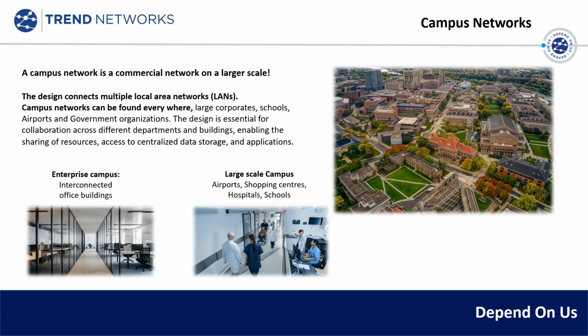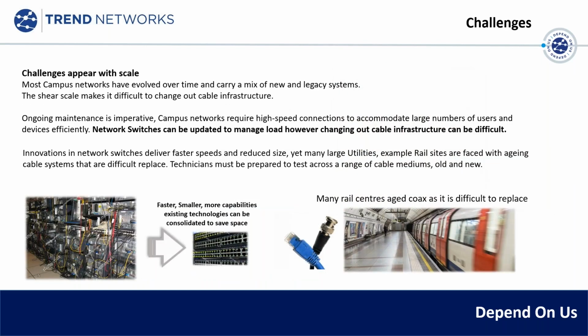So just on screen, I've got a picture of a campus, a picture of an office, and a picture of a hospital. The concept, we use those areas day in, day out. They are fundamental to countries, to buildings, to what we do. So campus networks are the core of what we do in our society. However, challenges appear with scale. Most campus networks have evolved over time and carry a mix of new and legacy systems. It's the sheer scale. The sheer scale makes it difficult to change out the cabling infrastructure.